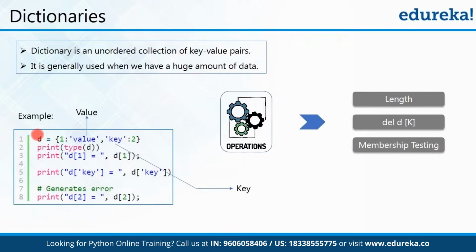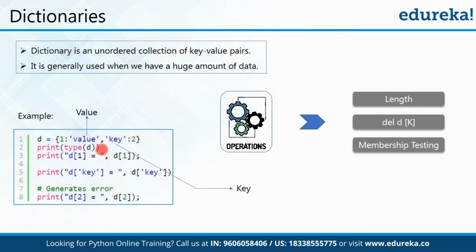So over here we have a dictionary D, and inside that dictionary we have a key here that is 1, colon, the value that is assigned to this particular key, and that is nothing but a string, that is value. Similarly, we have one more key, and that key is actually key only, which is of string type, colon, the value assigned to it is an integer, that is 2. So basically it is a key value pair, and you enclose all of these within curly braces.